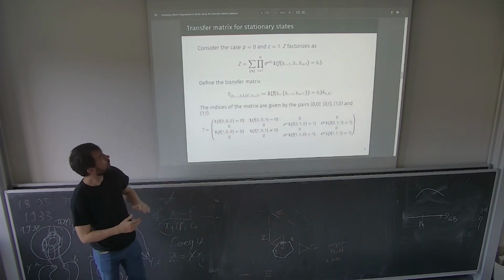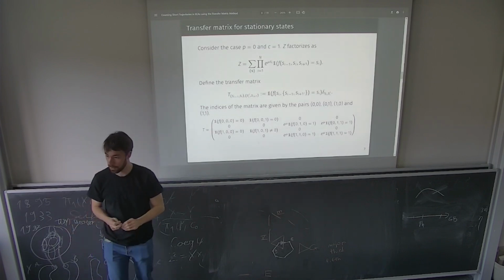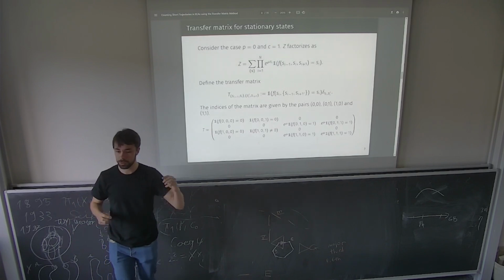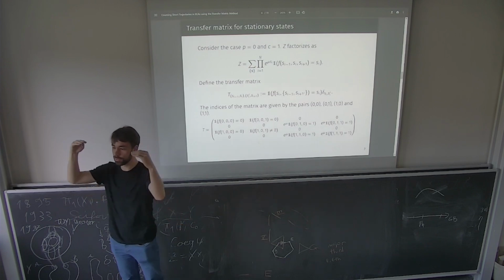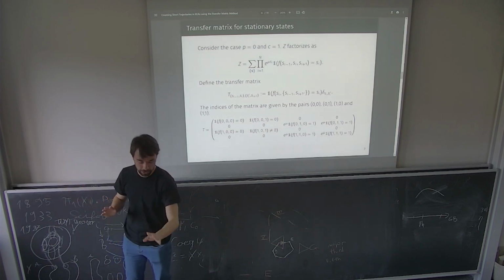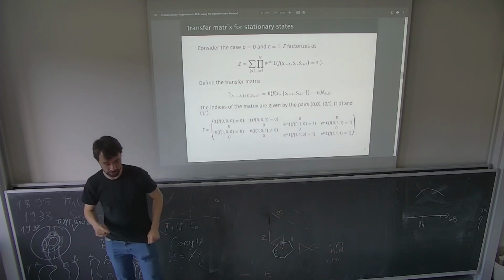So I will briefly describe the case where p is equal to 0 and c is equal to 1. Can you just remind us what p and c mean? P is 0 means that the transient length is 0, okay, and c is 1. So that means stationary states. So if I do this, I just count the number of states that are stationary, that don't change.